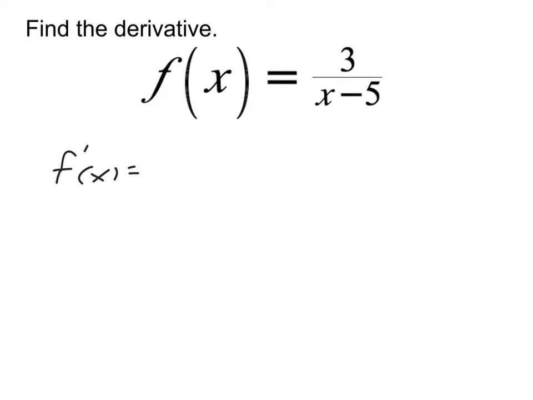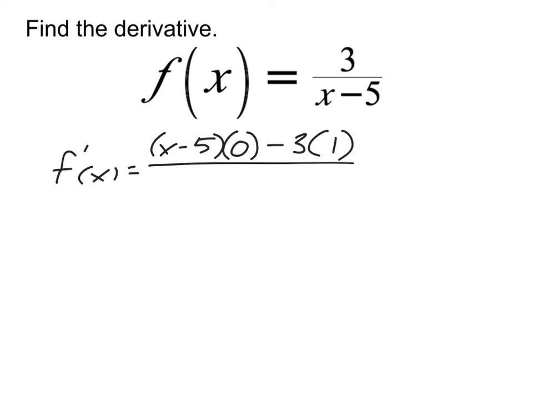So we start by doing low d high. So that's going to be x minus 5 times the derivative of the top. Now what is the derivative of 3? 0. 0, absolutely. Then it's minus high d low. And the derivative of x minus 5 is just 1. And that's all over the square of what's below. So we take the x minus 5 that's on the bottom and we square it.